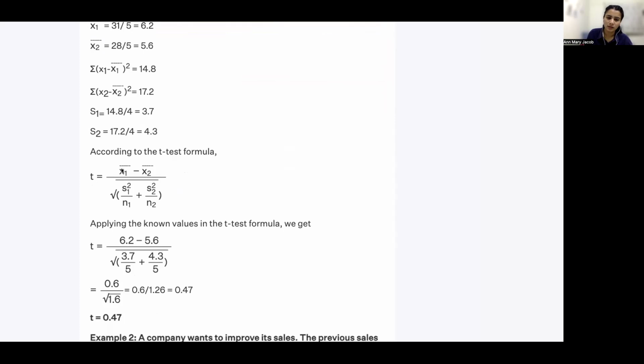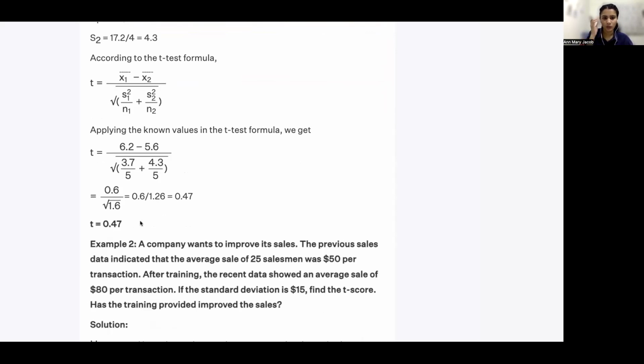So x bar 1 minus x bar 2 upon the standard deviation values and then n1 and n2. You apply all the values: 6.2 minus 5.6, these are the means that you've got. Then you put in your standard deviation value for x1 and the standard deviation value for x2. In both cases, observations are 5, and then you get a value, 0.47.